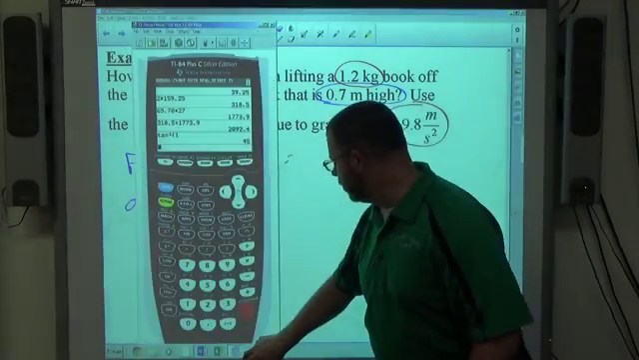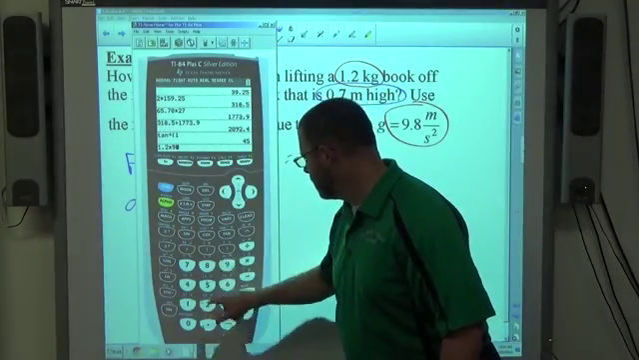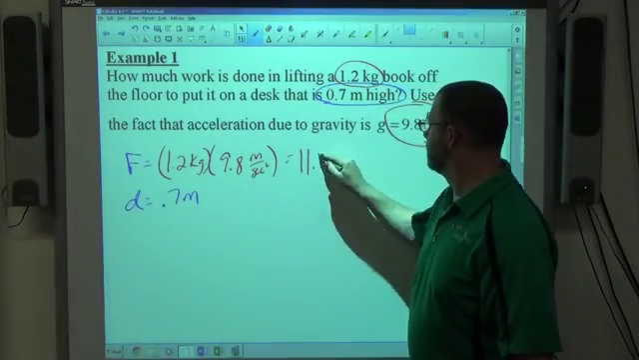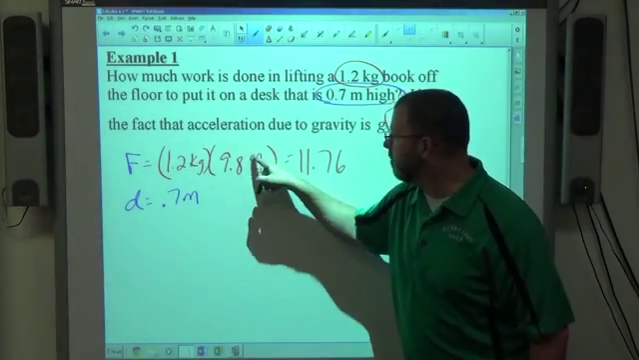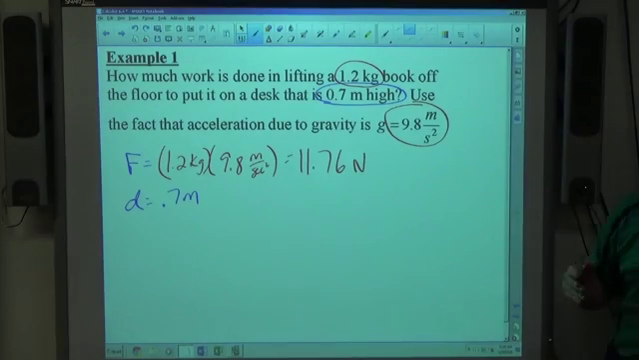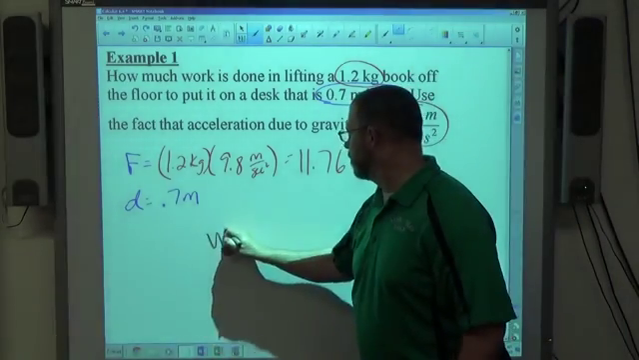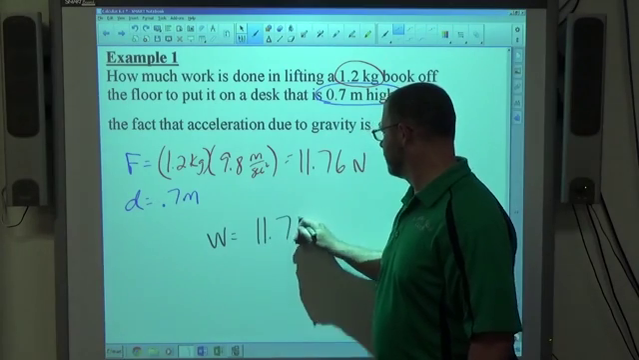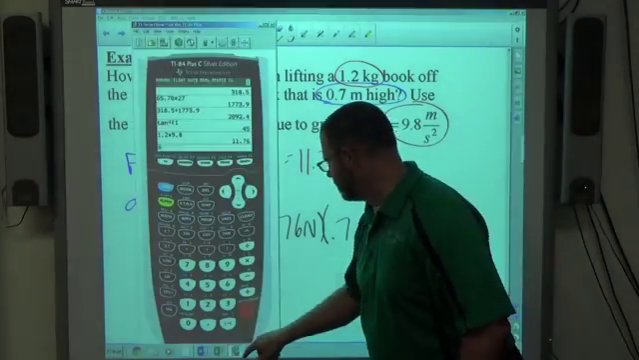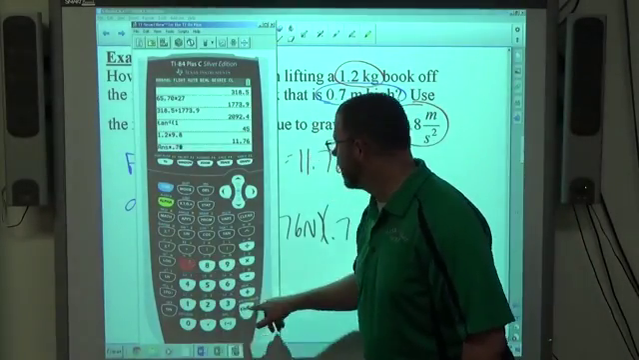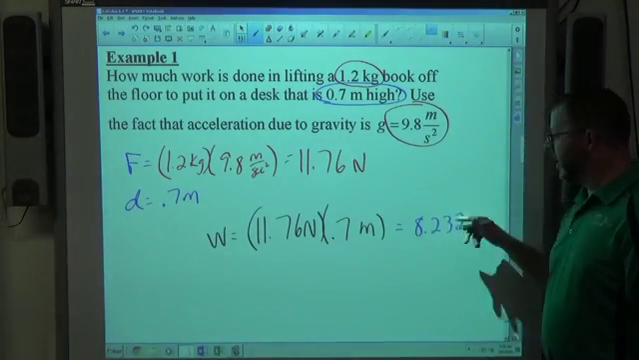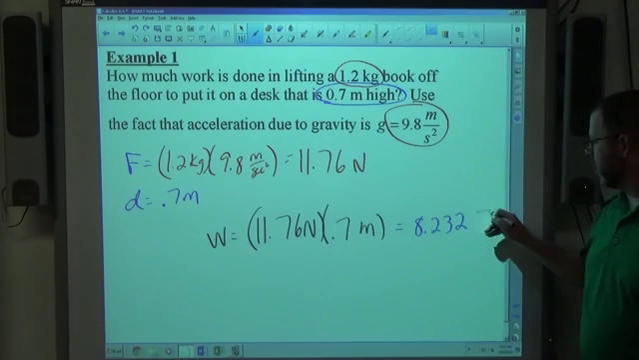If I multiply 1.2 times 9.8, that comes out to 11.76. And that's 11.76 kilogram meters per second squared, better known as a newton. Once I know the force is in newtons and distance is in meters, I'm able to find the work. Work is simply going to be the force times the distance. That comes out to 8.232. Again, that's 8.232 newton meters, but we're going to call that joules.